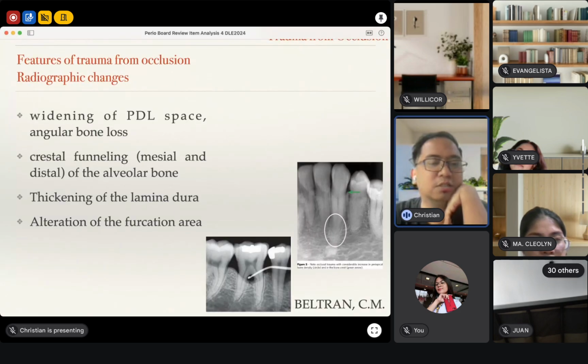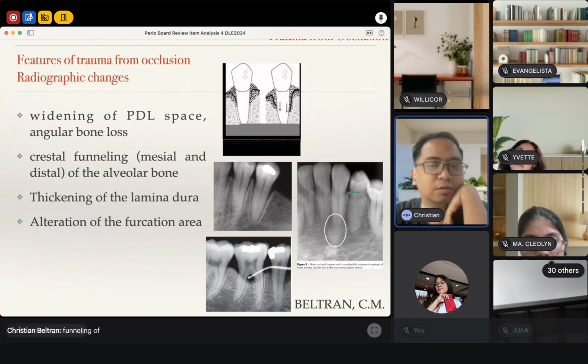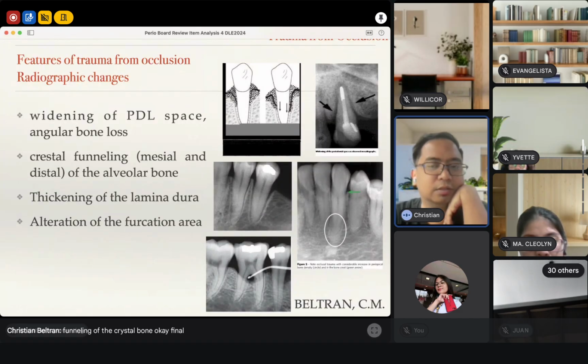So for the radiographic changes, there's the funneling of the crestal bone. Okay? Funneling.